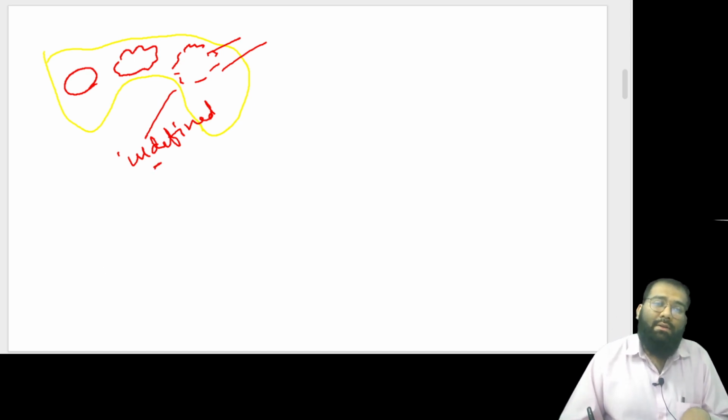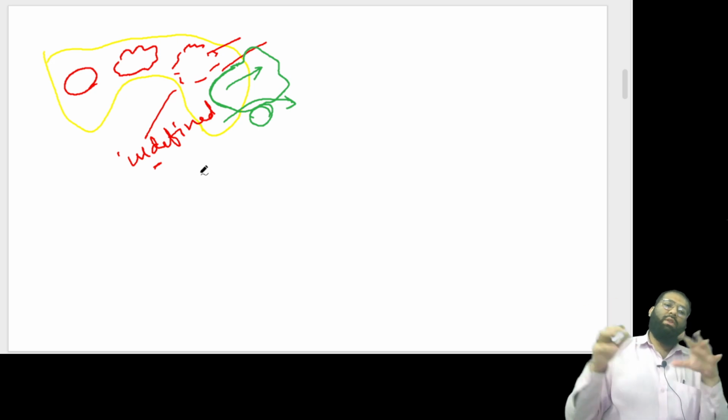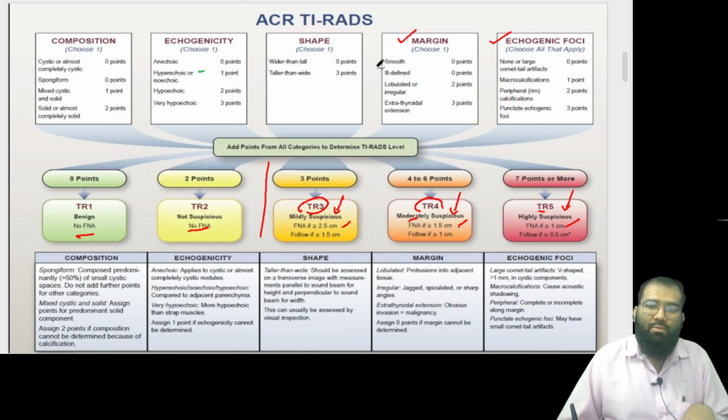Okay, and suppose if sometimes the lesion can have extra thyroid extension, that is extending beyond the thyroid capsule. Okay, and it can extend to involve carotids also. It can go beyond the carotid sheath. Okay. So that is called extra thyroid extension. So depending upon this, again you have smooth margin 0 points, ill defined or lobulated, or extra thyroid extension. Lobulated and extra thyroid extensions are important and we give higher points to them.